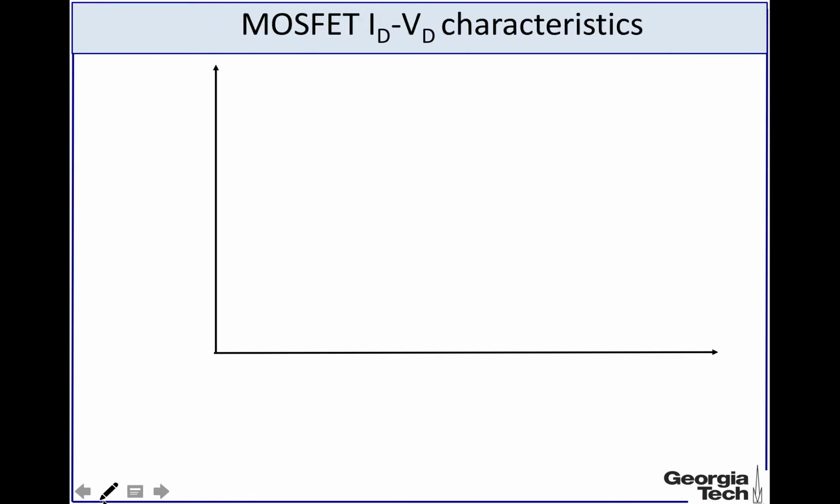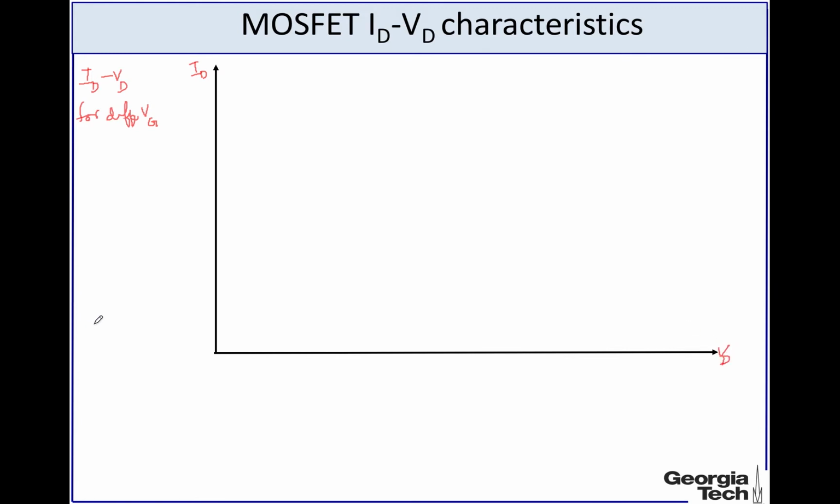So let's first look at the ID-VD characteristics. What we want to do here is to plot ID as a function of VD for different values of VG. So on the y-axis we have ID, and on the x-axis we have VD.